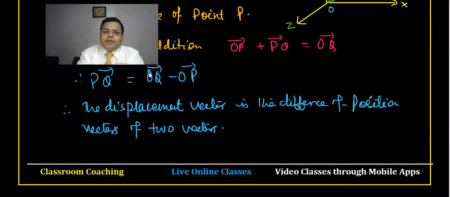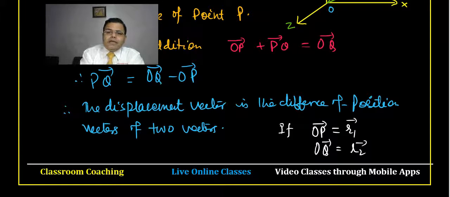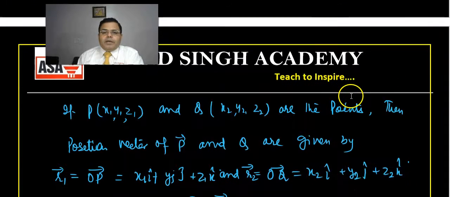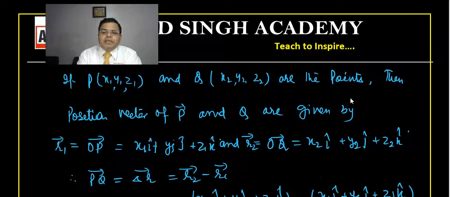If OP is vector R1 and OQ is vector R2, then PQ is delta R, that is the difference between two position vectors. Therefore delta R is equal to vector R2 minus vector R1. So that is what displacement is. If P and Q are two points, then the position vectors are R1 equal to OP, that is X1i plus Y1j plus Z1k, and R2 is equal to X2i plus Y2j plus Z2k.